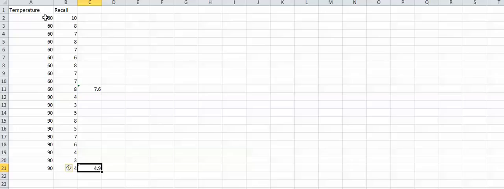So these two numbers, 60 and 90, would be called the levels of my independent variable. So my independent variable is actually temperature. The independent variable is what I'm manipulating. It's what I'm controlling in my experiment. So since I'm assigning people to different temperatures, I'm manipulating the variable of temperature. So it's my independent variable. The specific temperatures that I decide to use are called the levels of my independent variable. So my independent variable is temperature, and the two levels of temperature in my experiment are 60 and 90.